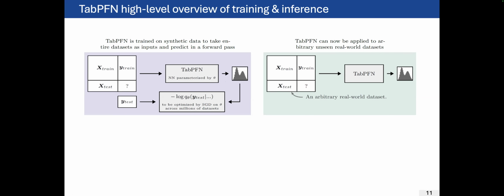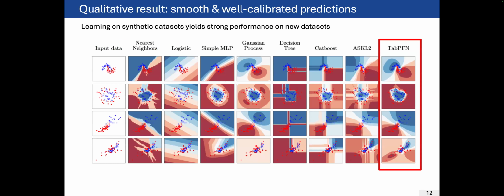All right. So how well does this do? Well, qualitatively, it yields very nice, smooth, and well-calibrated predictions. You see here the scikit-learn toy data, this half-moon data, for example. And you see that away from the data, TabPFN is very uncertain. White is maximally uncertain here.